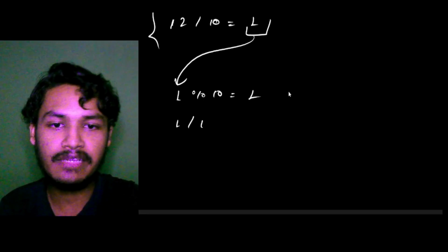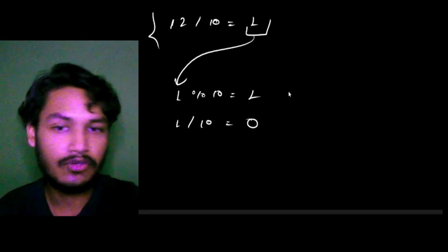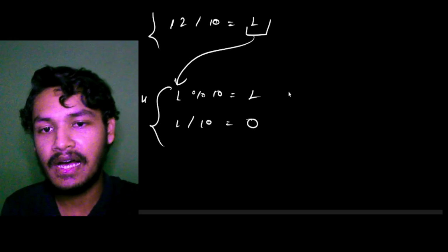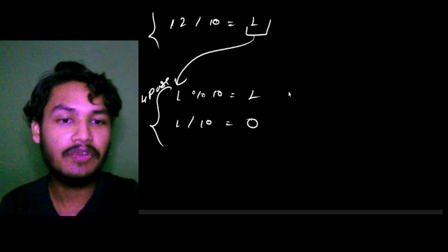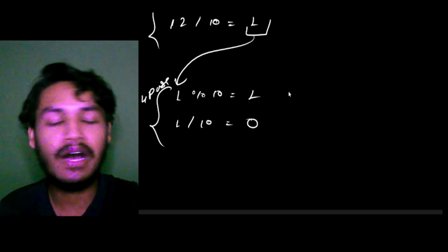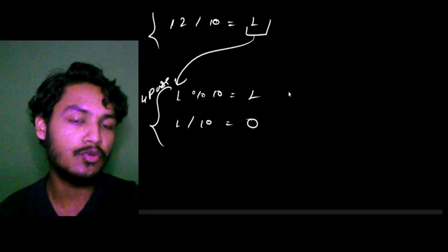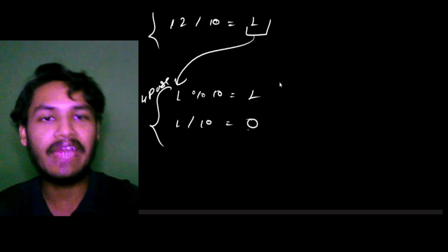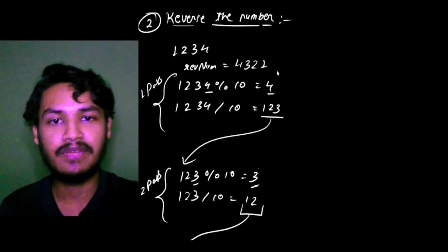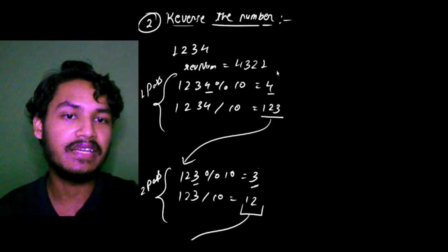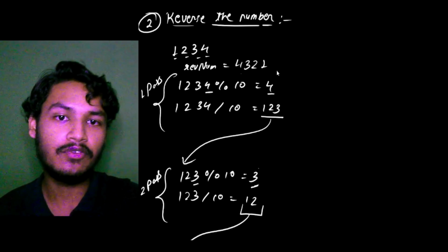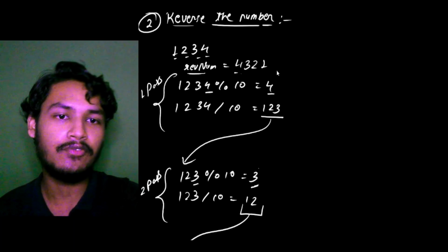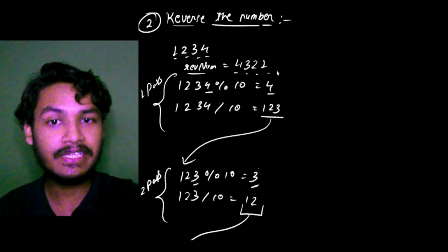1 divided by 10, and we will get 0. Here our fourth pass is completed, and now you can see that our number becomes 0. So we have no need to iterate further, we have no need to calculate it further. All right, and you can see in our reverse number we have the reverse of the input. So our input was 1, 2, 3, 4, and in the reverse number variable we have 4, 3, 2, 1, which is the reverse of this number.